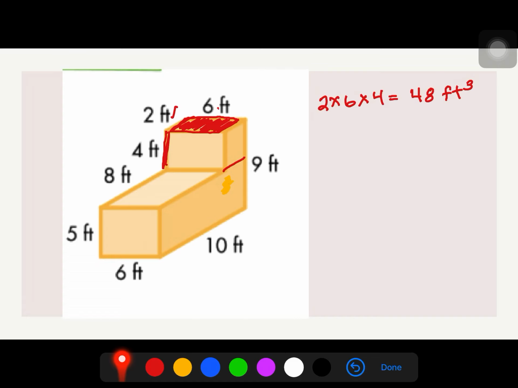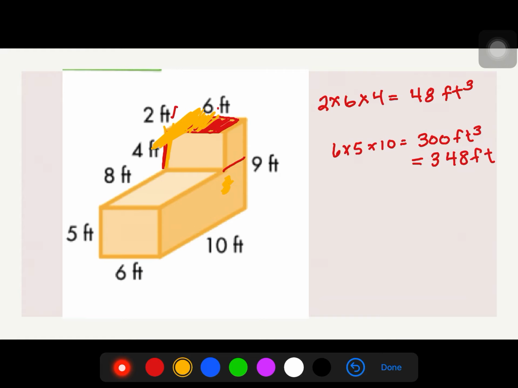So now let's look at the bottom. The bottom is 6 by 5 by 10. Oops. And that's 300 feet cubed for a total of 348 cubic feet.